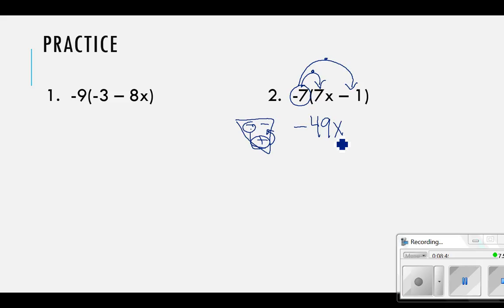And then negative 7 times negative 1. A negative times a negative equals a positive. So that's going to be positive, so I put a plus sign. 7 times 1 is 7. We have a variable and a regular number, so we cannot combine them. That would be our simplified answer.